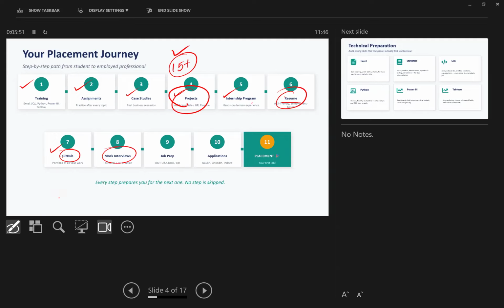And the mock interviews, which are very, very crucial. We'll conduct mock interviews very regularly, weekly once sometimes, or sometimes once in 2 weeks. The mock interviews will be of different styles: technical mock interviews, HR mock interviews, techno-managerial mock interviews. Different styles of mock interviews will be conducted, so that students will be clear to go and attend any type of interview in the future.